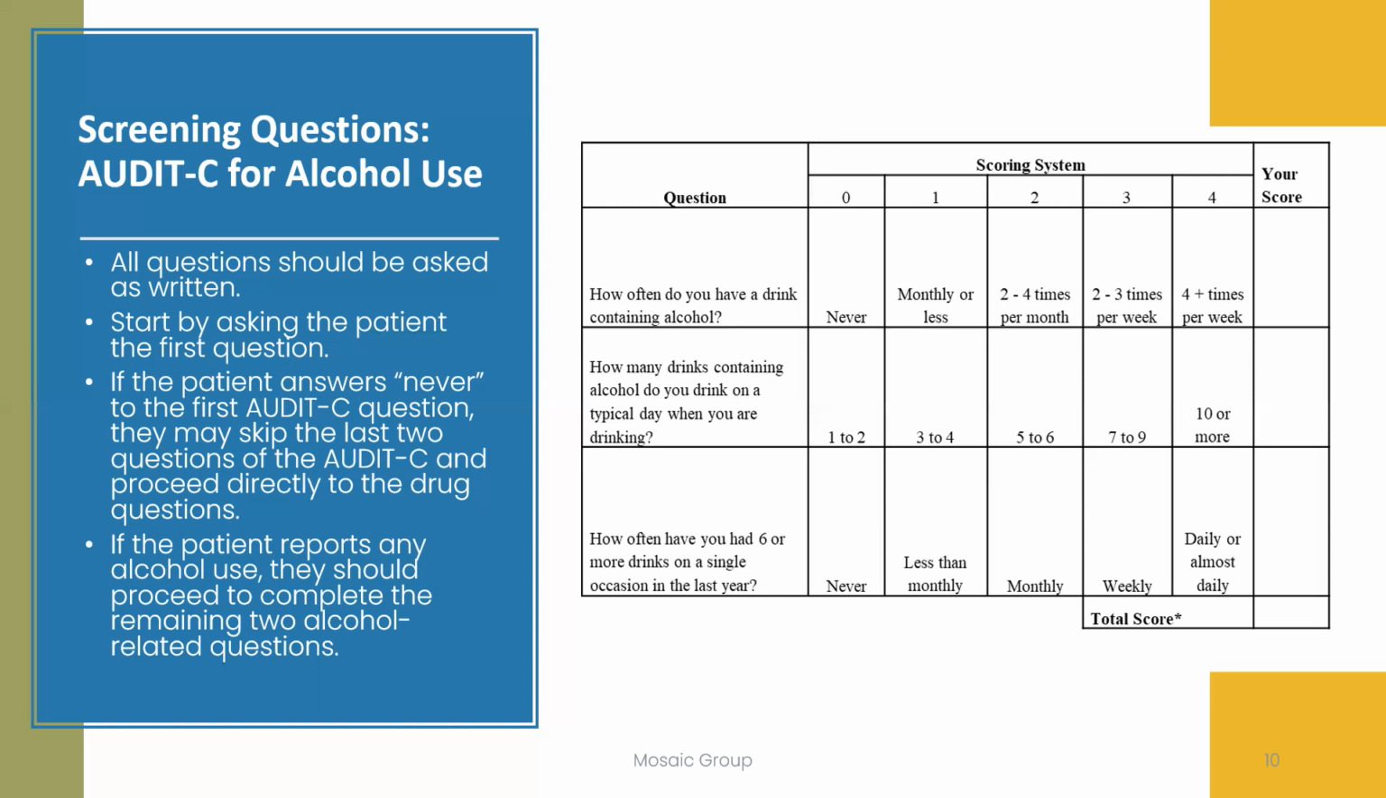What you don't want to do is begin to modify the questions or how you ask the questions. You don't want to start off by saying something like, do you drink? Because those are not the validated questions, and so it doesn't then potentially elicit the responses as necessary. So always ask the question as written. And if the patient says never, you would stop there and move to the drug screening. And if the patient says anything other than never, you're going to ask all 3 questions.